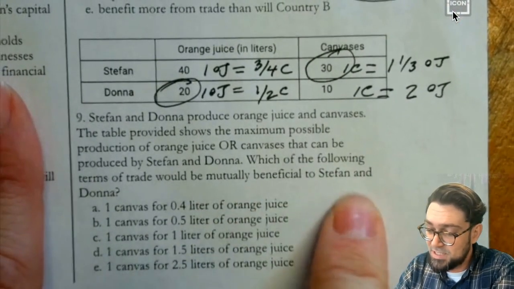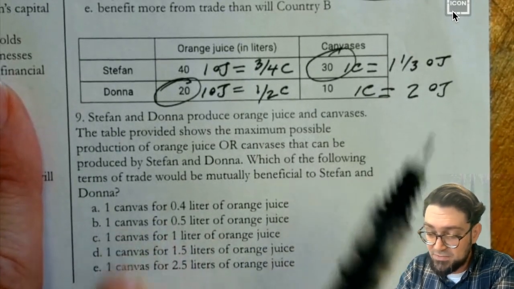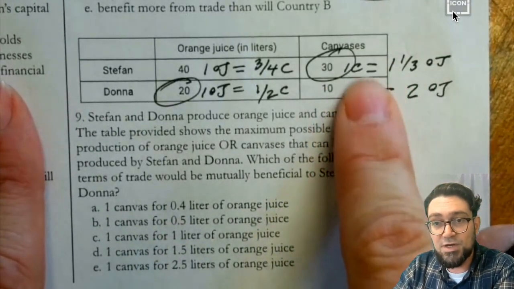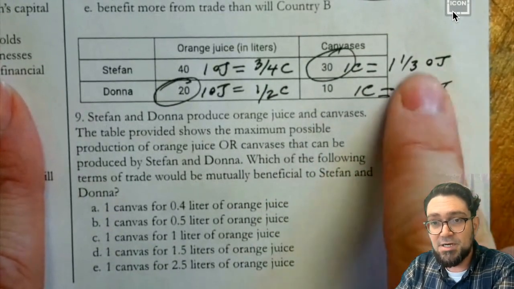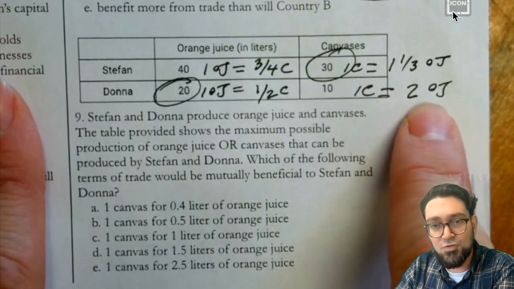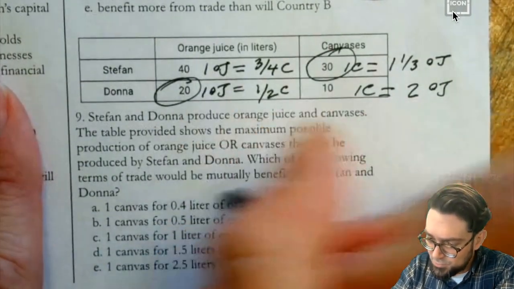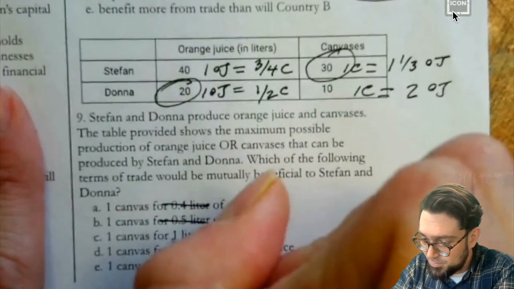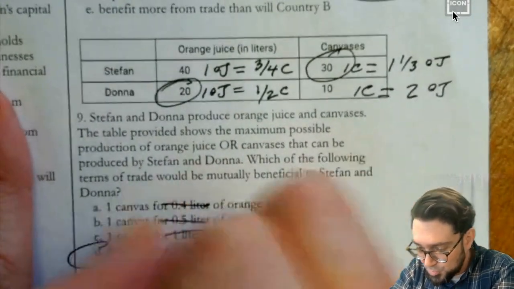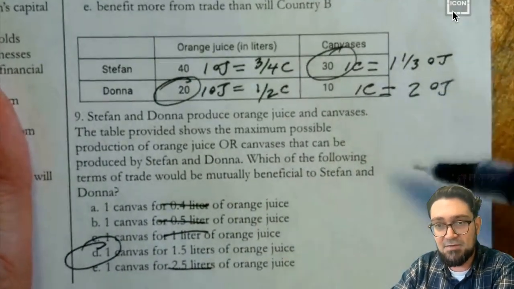Now, what would be beneficial? 1 canvas, we've got this column. So we're going to look in the 1 canvas column. And it's going to be a number between 1 1/3 OJ and 2 OJ. So we're going to say nope, nope, nope, nope, boom. D is the right answer. 1.5 is in between those two.